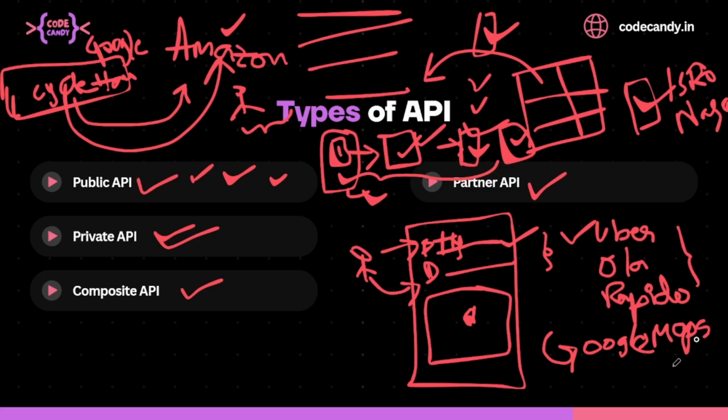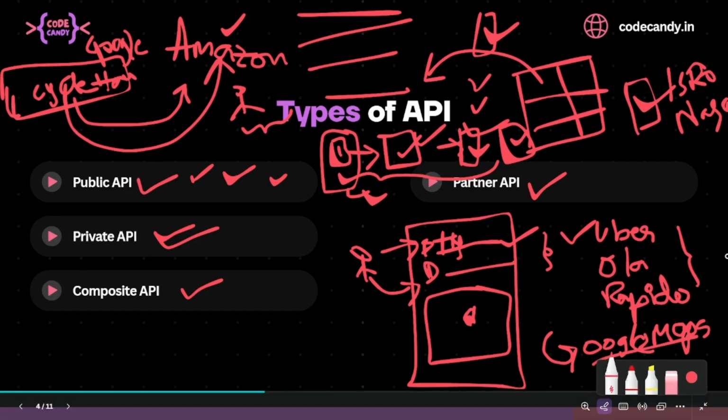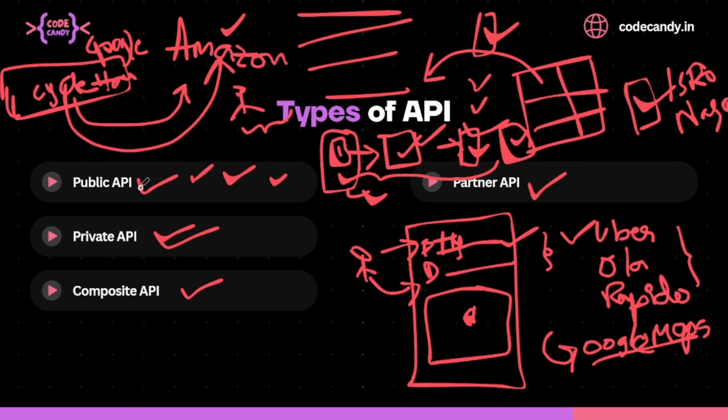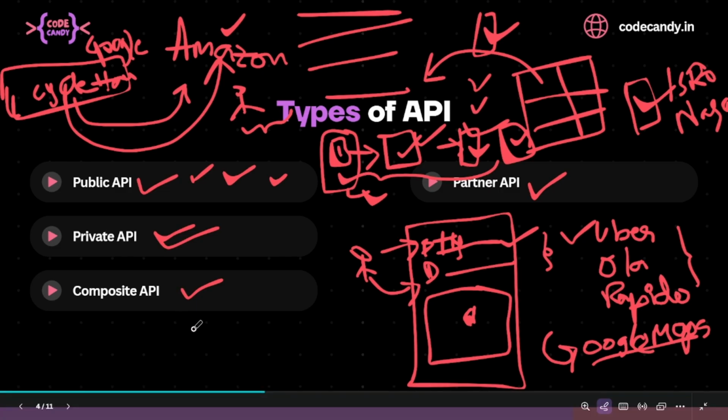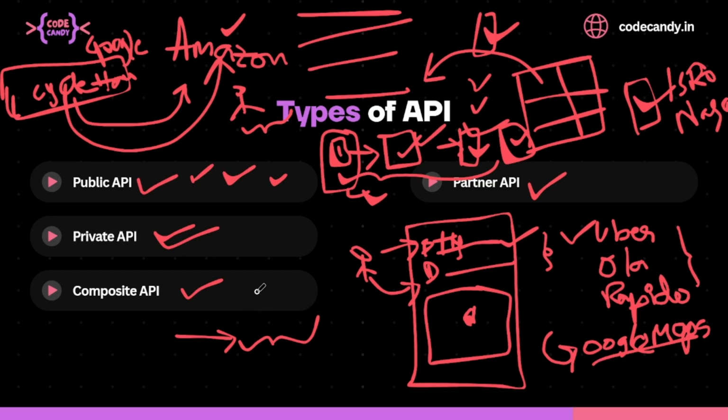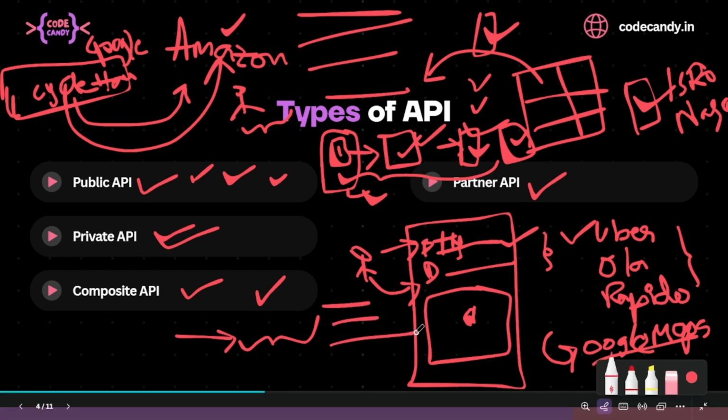Public API, the best examples are Google Maps and Open Weather API. Composite API: whenever I hit one API, two to three results should come. Suppose I am hitting Google Maps now, it will give me latitude, longitude, street address, like coordinates. At one time it is hitting multiple APIs and giving me multiple responses. Those kinds of APIs are called composite APIs.